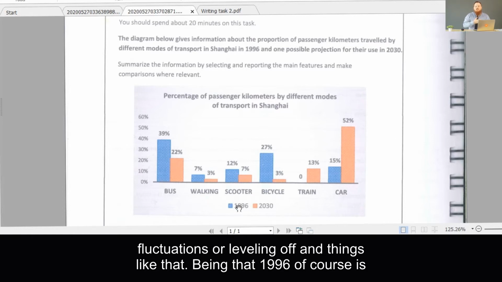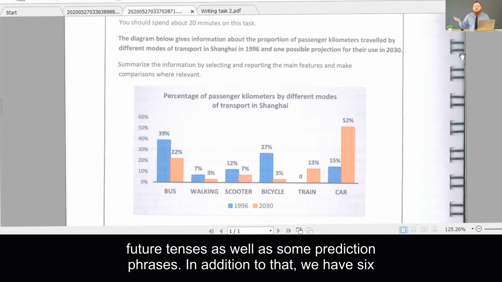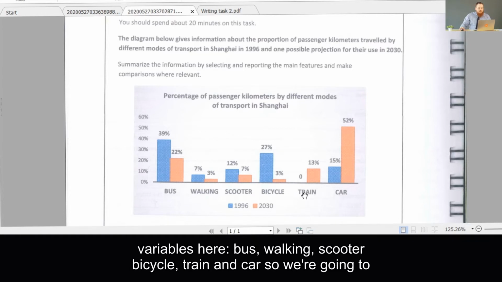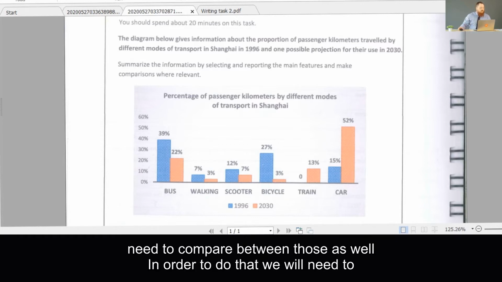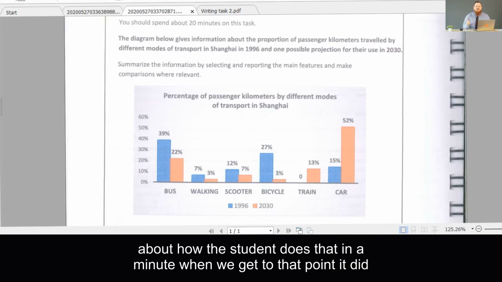Being that 1996, of course, is in the past and 2030 is in the future, we need to make use of both past tenses and future tenses, as well as some prediction phrases. In addition to that, we have 6 variables here: bus, walking, scooter, bicycle, train, and car. So we're going to need to compare between those as well. In order to do that, we will need to divide our 2 body or detail paragraphs in some kind of logical way. I'll talk about how the student does that in a minute when we get to that point. They did quite a good job with that.